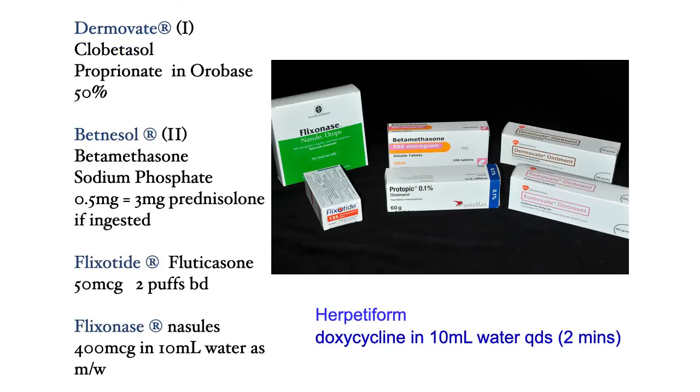For herpetiform abscess ulcers, doxycycline mouthwashes, which is 1 capsule dissolved in 10 ml of water as a 2-minute rinse and spit up to 4 times a day, can be particularly helpful for those.